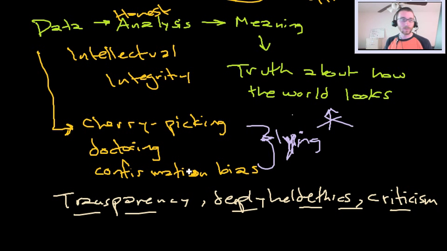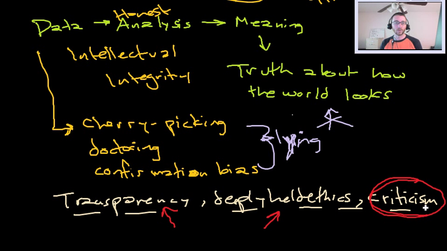The problem is sometimes this isn't possible, right? If you work for a federal agency, sometimes you can't be transparent because you might be working with classified data. If you're getting data from somebody else, you don't know for sure that they have deeply held ethics. And so criticism is really important. It's the reason that we have peer review in the social sciences. The more the groundwork for your analysis must be kept secret, the more important it is to make sure you hold yourself to a really high standard. But if you do that, then you can really learn a lot about how the world looks.